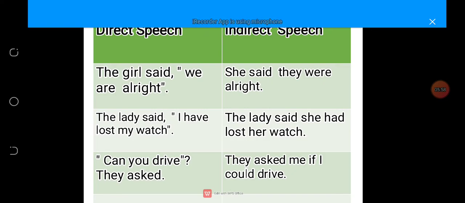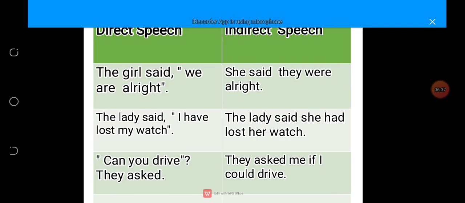So in example 1, the girl said, "We are all right." So our main focus is on the we in the exact words made by the speaker. So we either maintain the girl said or we change it. That is not our main focus though. So with this sentence we have, she said they were all right. So we have changed the we in the direct to they, meaning that the speaker is part of that conversation.